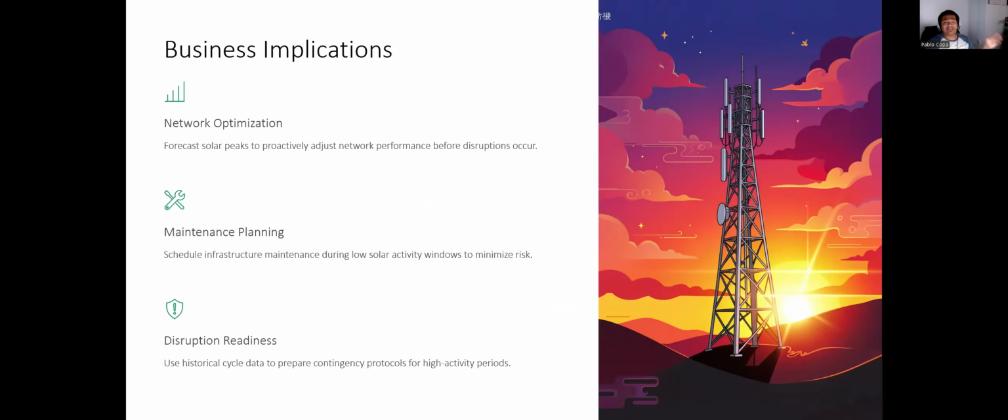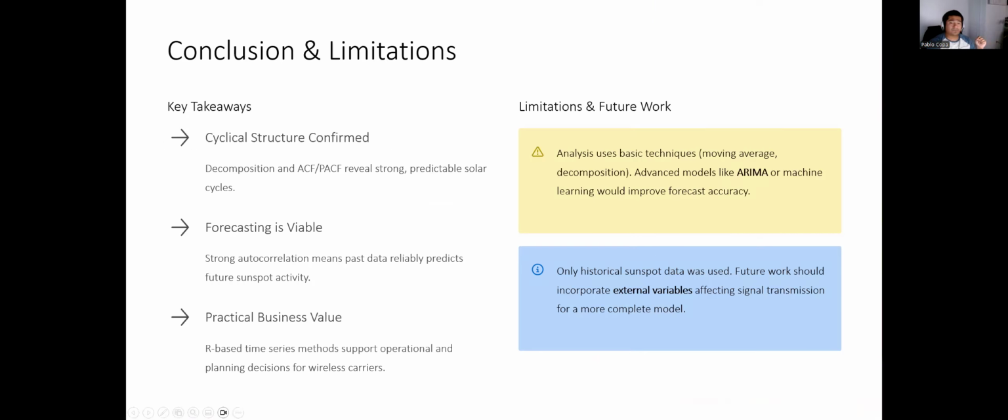For me, the key lesson is that time series analysis can help transform historical data into practical information. Even simple tools can help identify risk periods and support better planning.